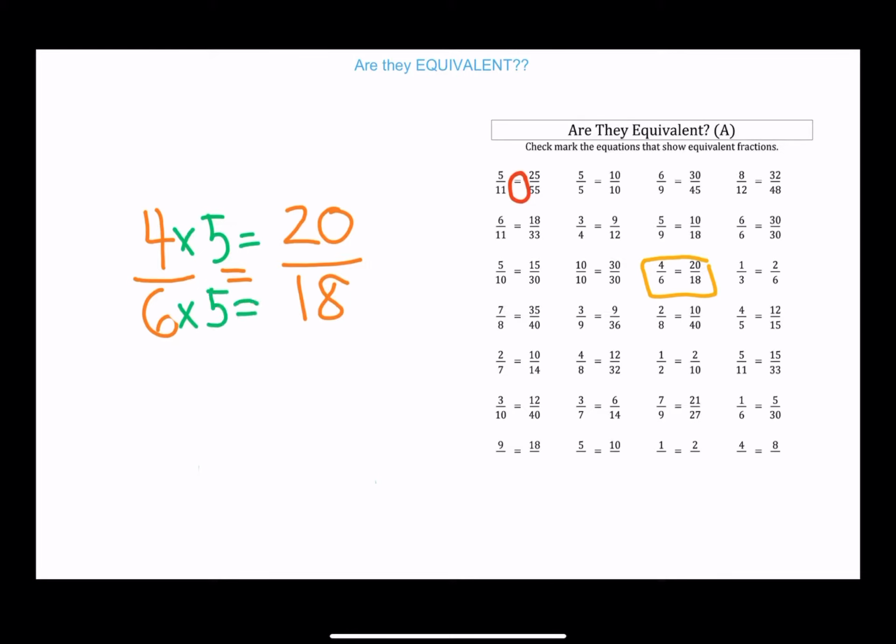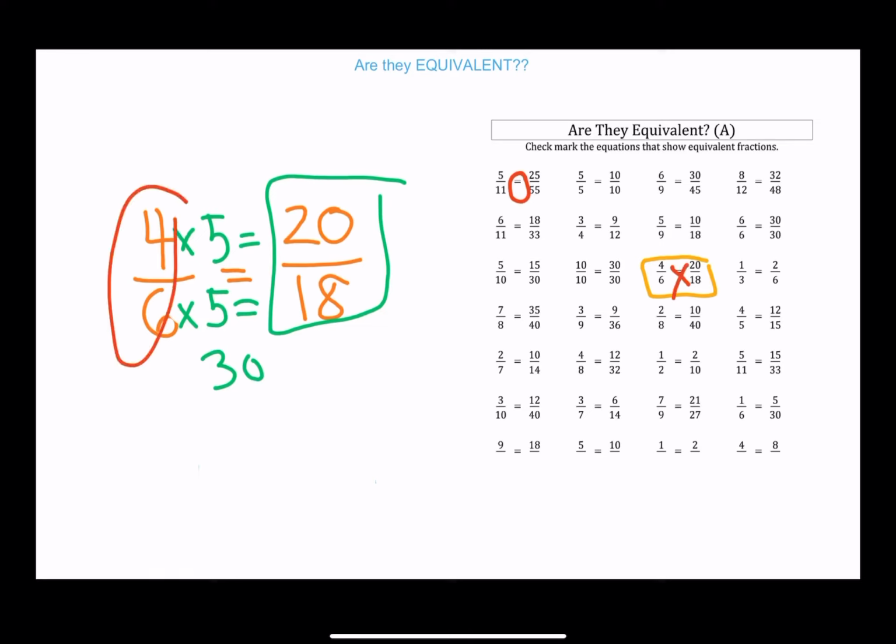6 times 5 is 30, not 18. So this fraction, 20/18, is not equal to 4/6. So 4/6 is not equal to 20/18.